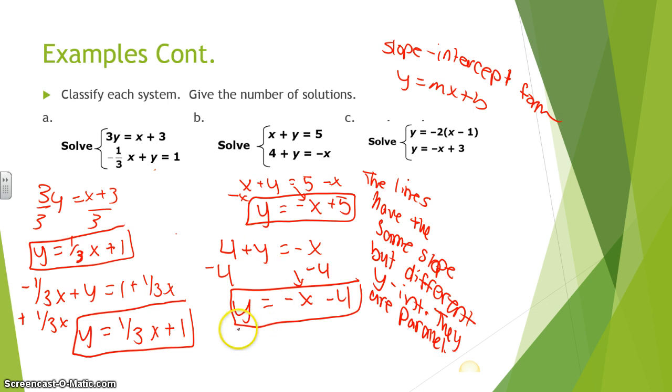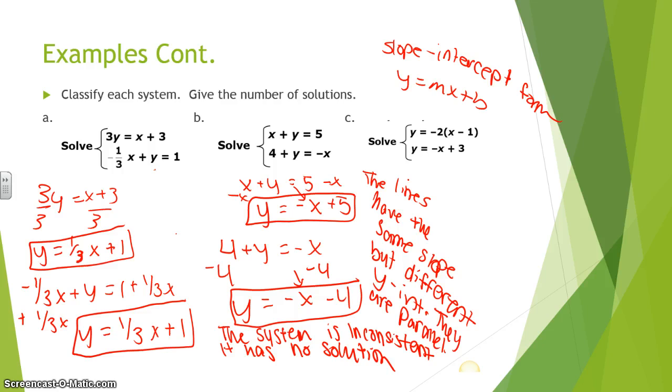And so this system is going to be inconsistent, has no solution when they are parallel lines. So the system is inconsistent and we can say it has no solution. So that would be the answer to B.